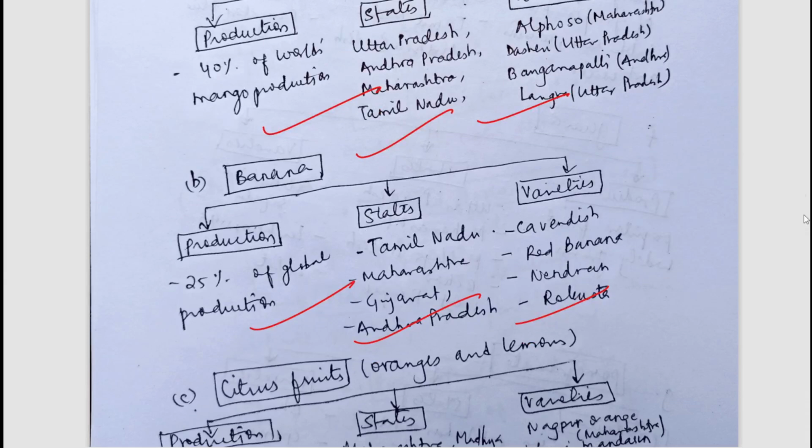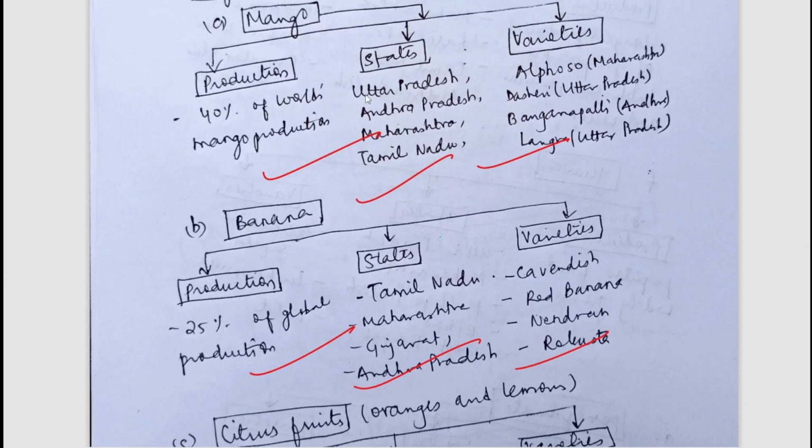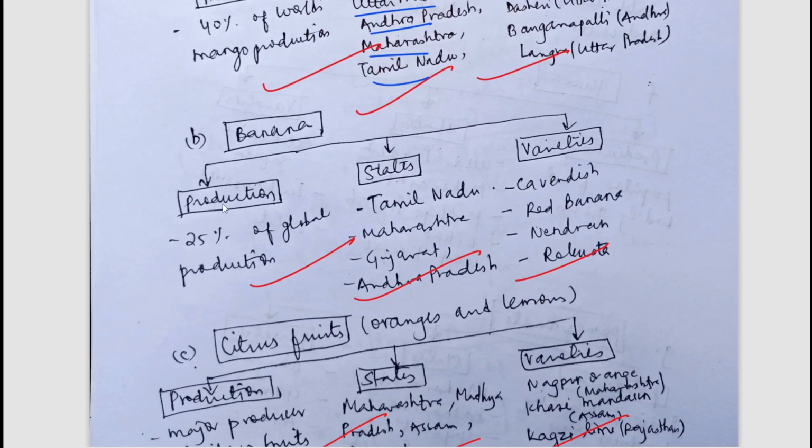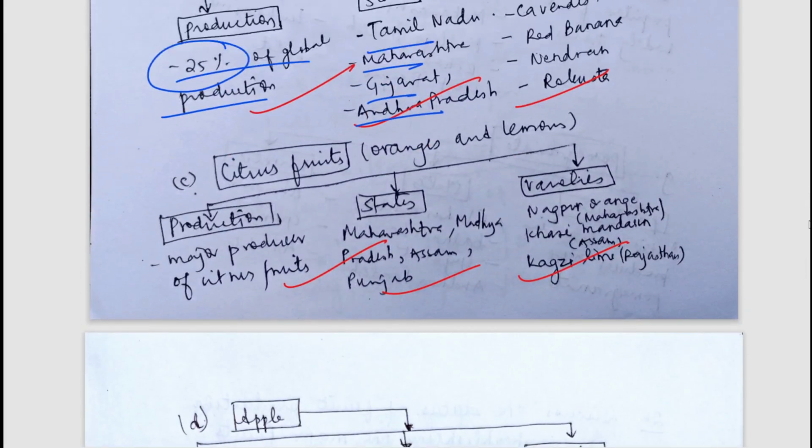And banana, states such as UP, Andhra Pradesh, Maharashtra, Tamil Nadu. And you can see the student has also mentioned what percent of global production India has. In banana, the student has mentioned around 25% of global production. So these points enhance your answers. Banana can be produced in states such as Tamil Nadu, Maharashtra, Gujarat, Andhra Pradesh. Almost all states can produce banana, but still you can highlight 3 or 4 important states where the production is high.